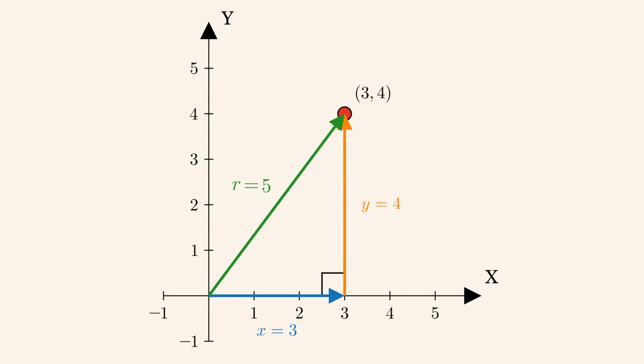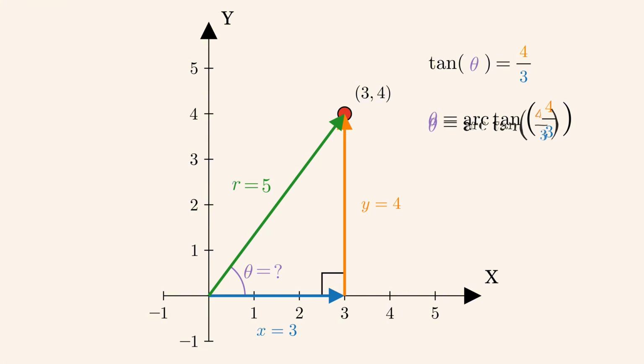Let's define the angle of our vector as theta. So how do we calculate theta? We can use basic trigonometry by setting up an equation with the arc tangent and plugging in our coordinates. We finally find that theta is 53.1 degrees.